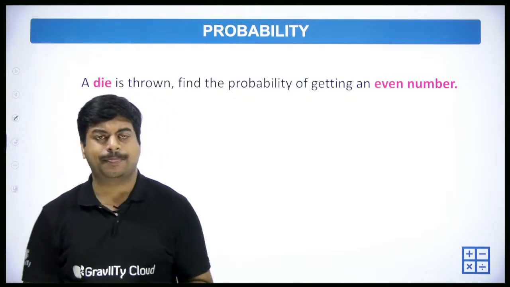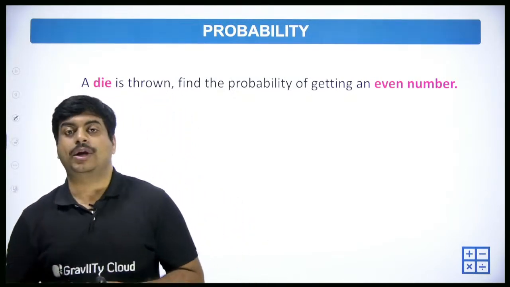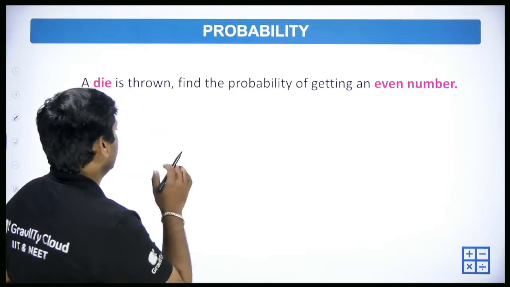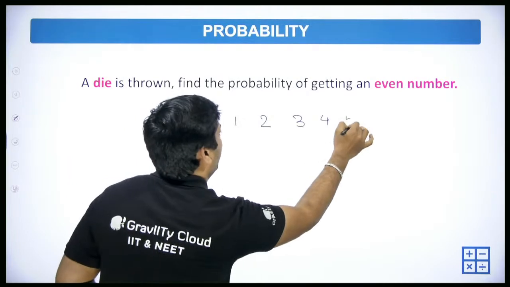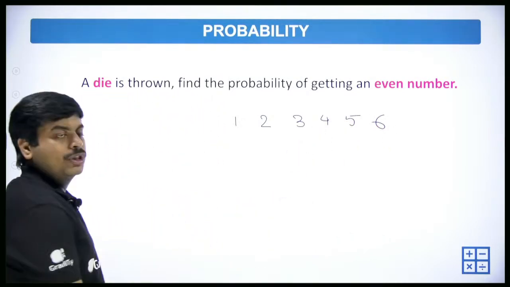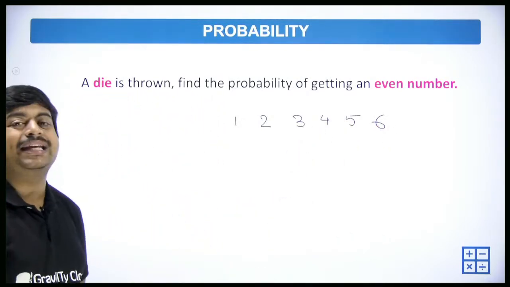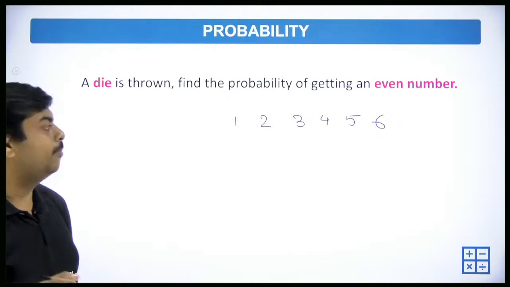You know what is a die? What happens when we throw a die? When we throw it, we get either 1, 2, 3, 4, 5 or 6. Now the question is, find the probability of getting an even number.